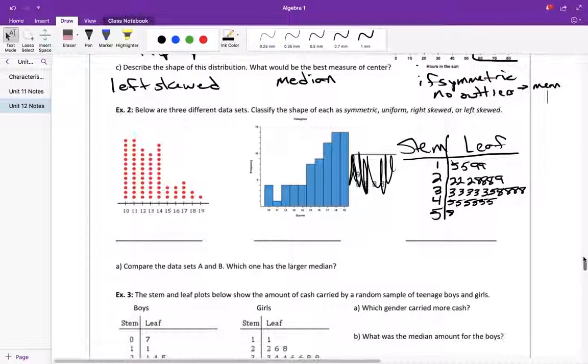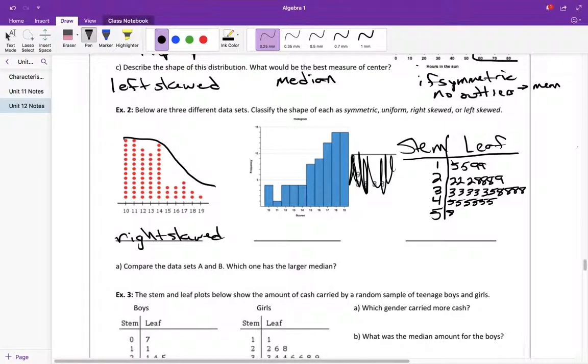All right, so in example 2, below are 3 different data sets. We just have to decide whether it's left skewed, right skewed, uniform, or symmetric. Looking at this first graph of the data, it definitely has a tail going to the right. So this would be an example of right skewed. And some of this you'll notice is stuff we've already looked at. We looked at this in section 12.2 with socks. The next one would definitely have to be a left skewed graph, since it's curving down to the left.